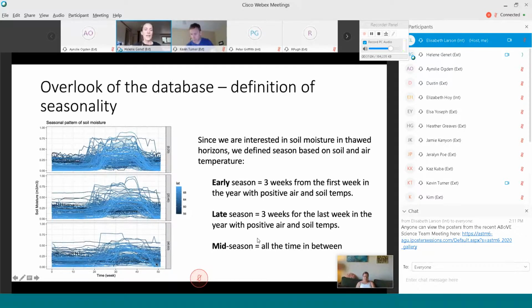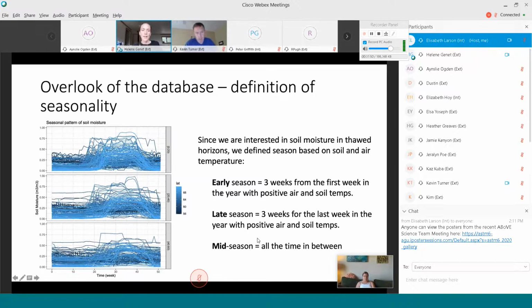But anyway, an interesting thing here: you can see very pronounced seasonal patterns in the northernmost sites, which freeze all the way in the winter and thaw only in the summer. And you also have that very strong effect of the snowmelt on the moisture. We defined 3 seasons, but because we are interested only in soil moisture in broad horizons, and because we didn't have snow data, we based the definition of our early season, late season, and mid-season on soil moisture, soil temperature, and air temperature.